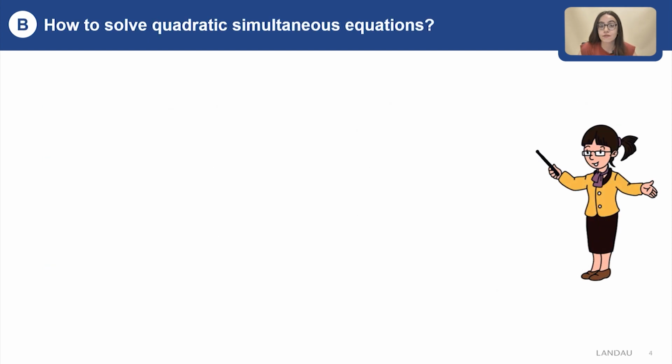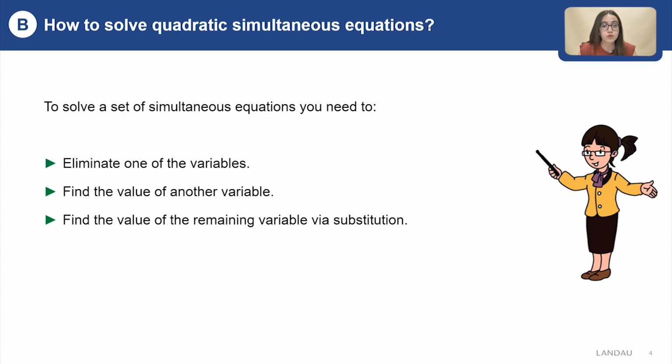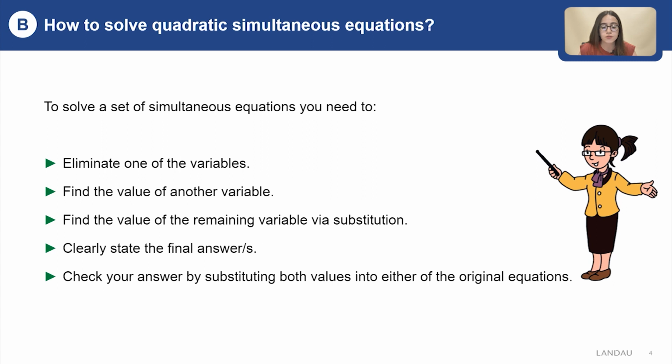Now let's learn how we can solve quadratic simultaneous equations. If we want to solve them, we should follow the next steps. Firstly, eliminate one of the variables and then find the value of the other variable. In the third step, you should find the value of the remaining variable. If you want to find the value of the remaining variable, you should take the answer which you found in step 2 and substitute it in the given equations. And then clearly state the final answer or answers. As a final step, you can check your answers by substituting both values into the original equations, just to be sure that your answers are definitely accurate.